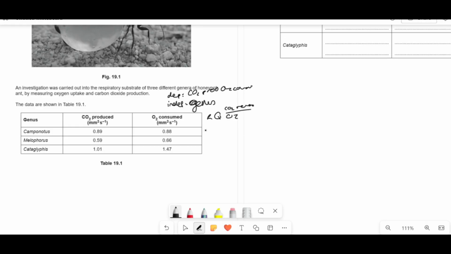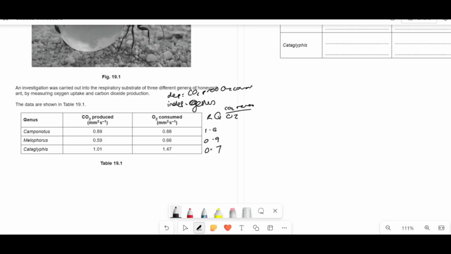If I just rapid fire that, that's like nearly 1 already. If I do the other one, it's going to be what? So 0.559 over 0.66, which is what? 0.89, which is roughly, yeah, we'll keep it 0.89. And then here 1.01 divided by 1.47 gives us 0.68, something. So if I just round those up, that would give us 0.9 and 0.7.